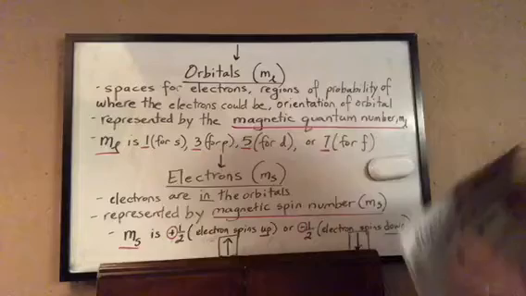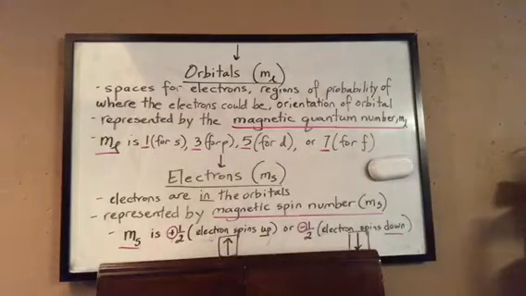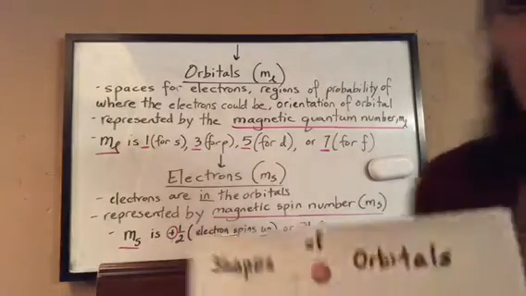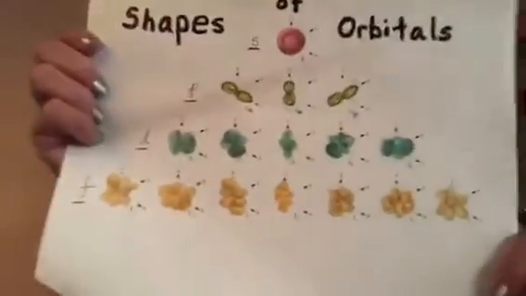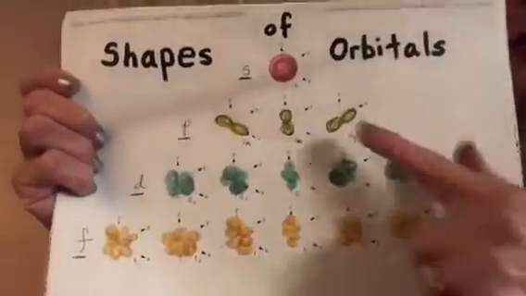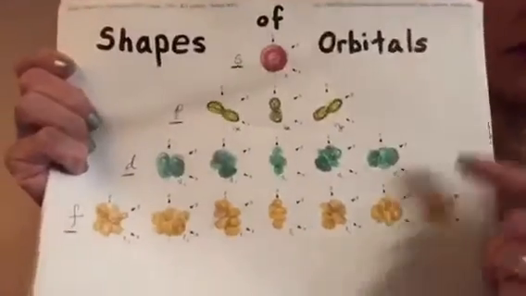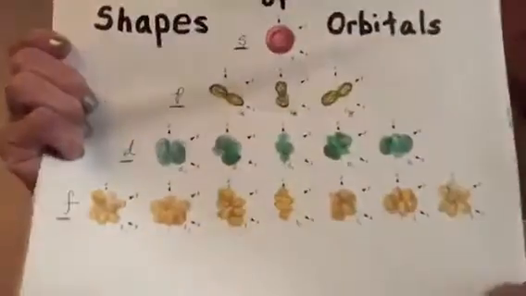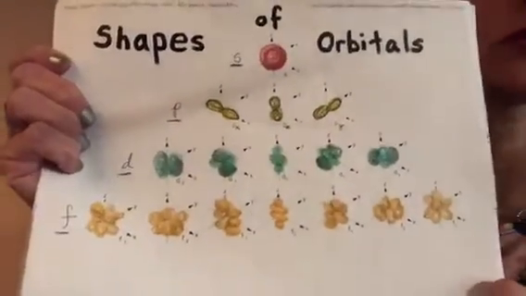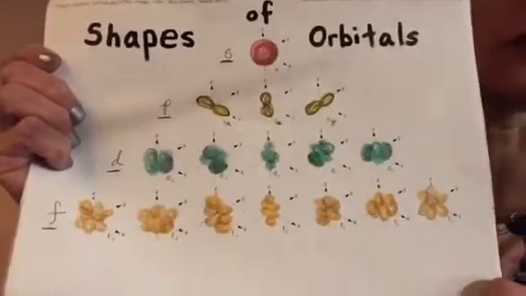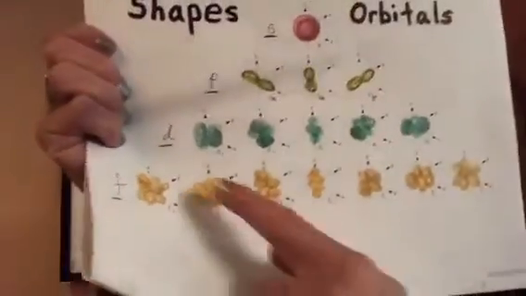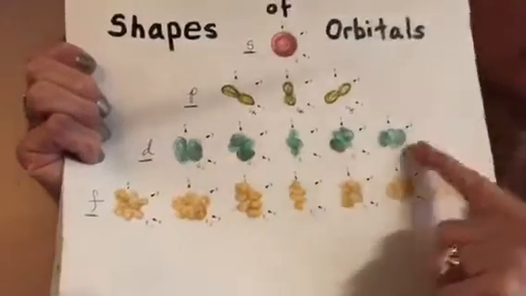There's a chart, there's some figures in your book that give these visuals, but I'm going to show you what I have here. Okay, we have only one type of s orbital, it's a sphere. We have 3 types of p orbitals, and they are lobes that are oriented along the x, y, or z axes. The d orbitals, there are 5 types.